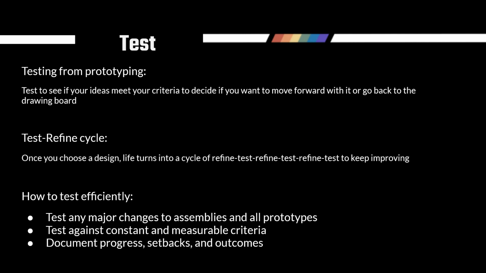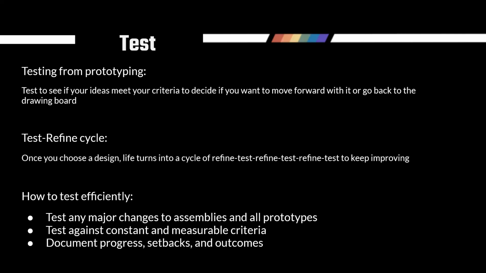So testing from prototyping is one of these little loops. Testing from prototyping essentially means just see if your ideas meet the basic criteria to decide if you want to keep going with it, if you want to move forward, or if you need to go back and take another idea from your brainstorming session, from your drawing board. And then after you decide to keep going with it, you start entering this test and refine cycle. So you choose this design, and then you make a change and you test it. You make a change and you test it. And you make a change and you test it. And just to see if these changes are working, if you're getting better, if you're improving and keeping up with your goals.